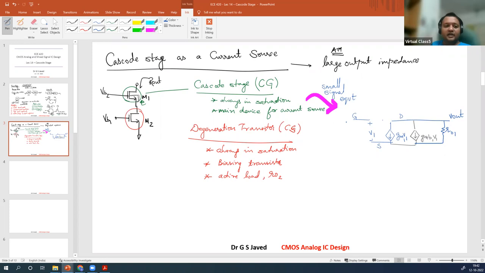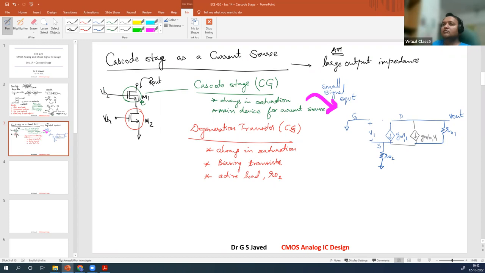Now, coming at the gate. Gate, what do you have? DC supply. So it is grounded. Next, you come to the source degeneration circuit, which is given as RO2. Come to the source, connect an RO2 device. So now we have got source degeneration.